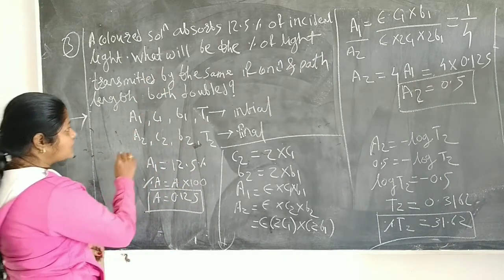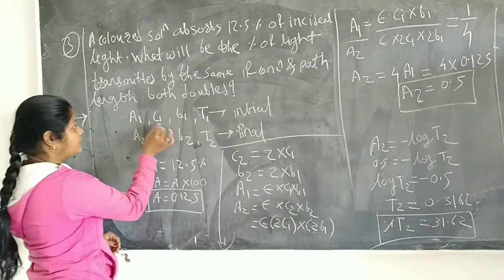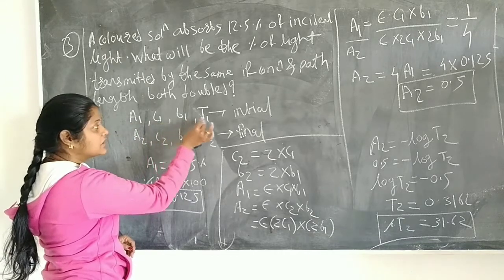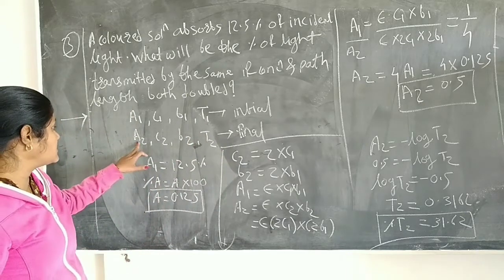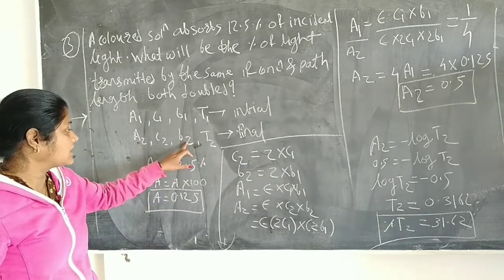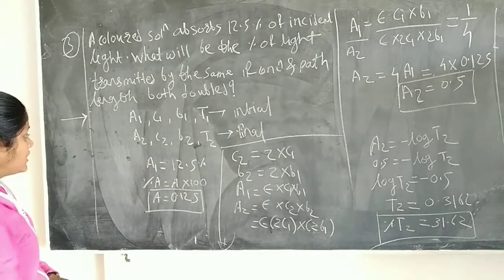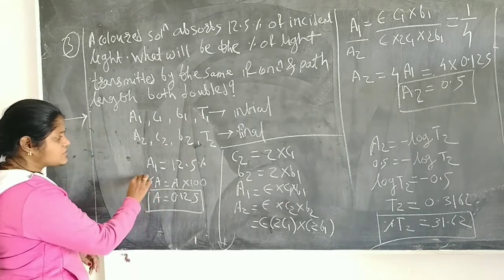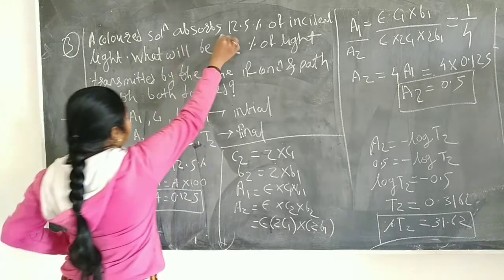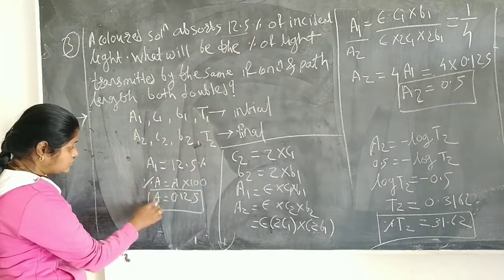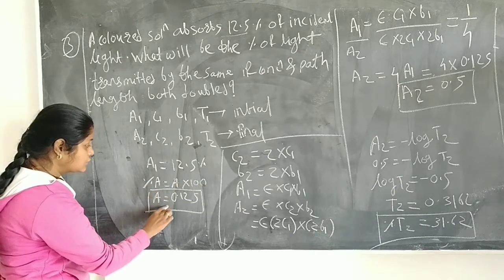For that purpose, we consider that at the initial condition the absorbance is A1, concentration is C1, path length is B1 and transmittance is T1. For the final condition, the absorbance is A2, concentration is C2, path length is B2 and transmittance is T2. So we first find the absorbance of the solution. At the initial condition, percent A1 is 12.5. Converting it into simpler form, percent A is equal to A into 100. Then A is equal to what?